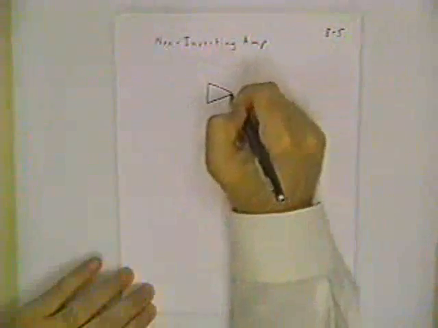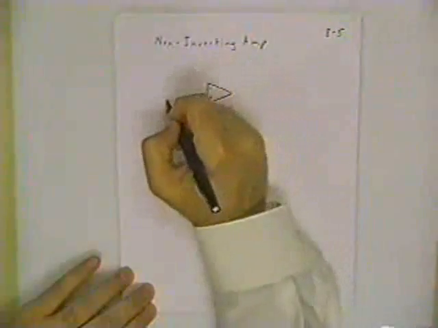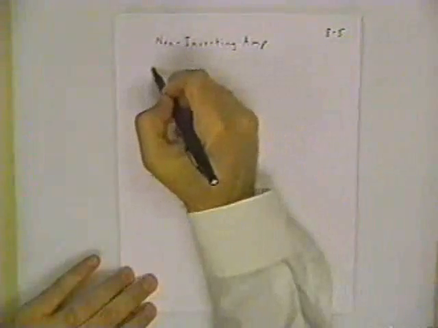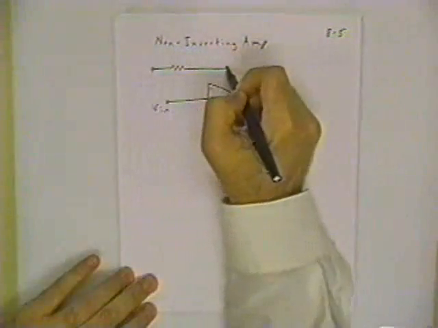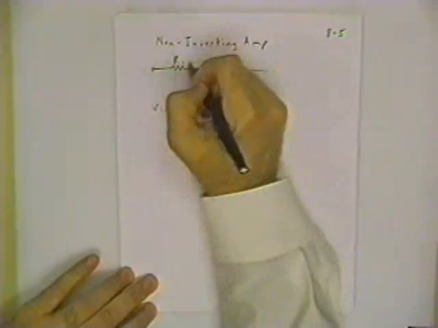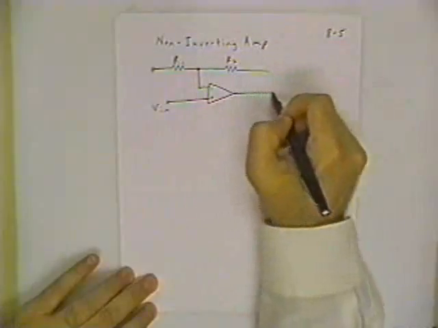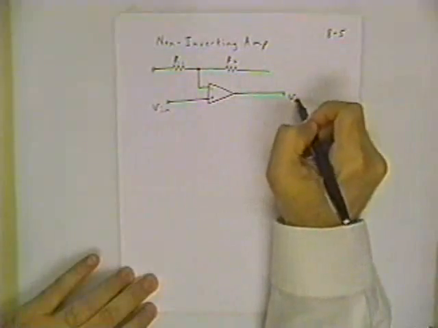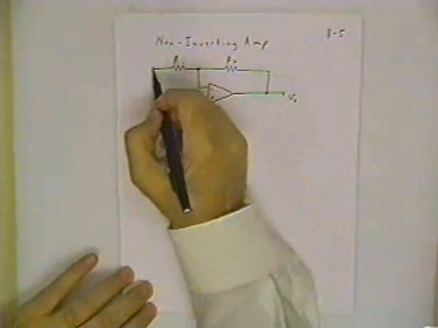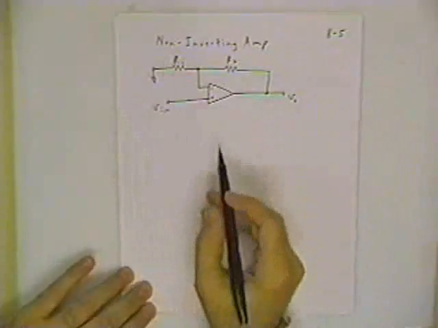Well, next circuit I want to show you is the non-inverting amplifier. This time, instead of grounding the positive terminal, I'm going to bring my input signal into the positive terminal. So there's Vn. I'm going to have my same resistor network, R1 and R2. And there's my feedback path again through R2. What I need to do with this terminal is ground it.